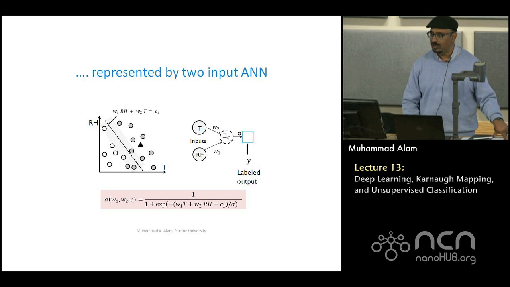So it's very simple, and this simple function with the W1 and W2 and C1, and sigma is the width of this region. From success to failure, the transition region is defined by sigma. And that will again, from the fitting of the curves, you will automatically get that.